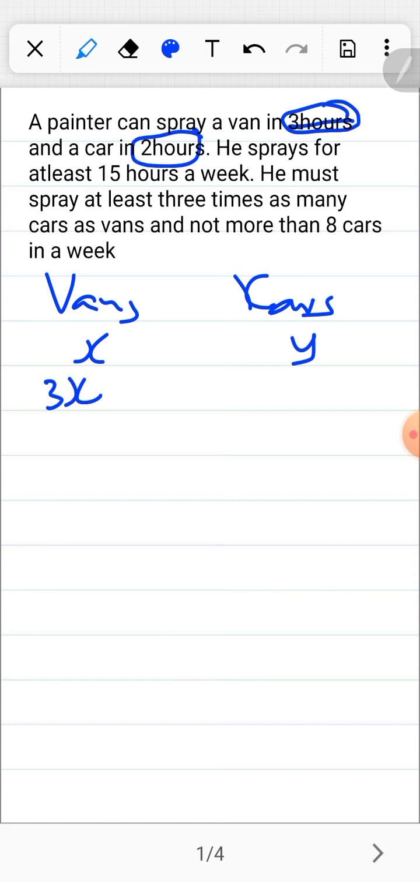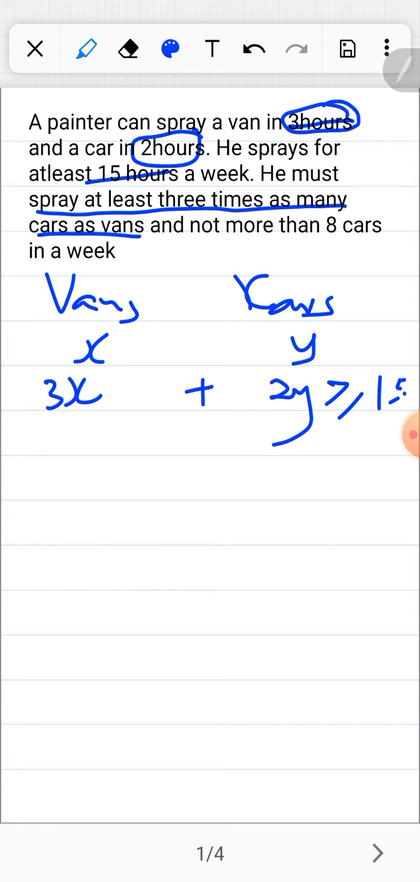So that'll be 3x plus 2y, and he says he must spray for at least 15 hours a week. That's greater or equal to 15. He must spray at least 3 times as many cars as vans. At least, so because of at least, we know the symbol has to be that one.